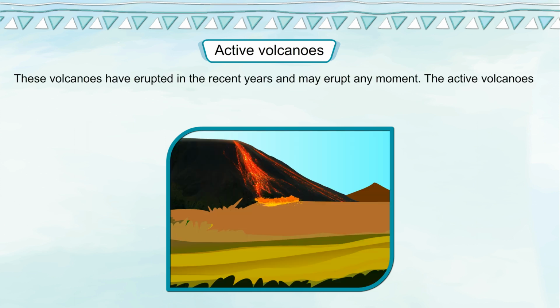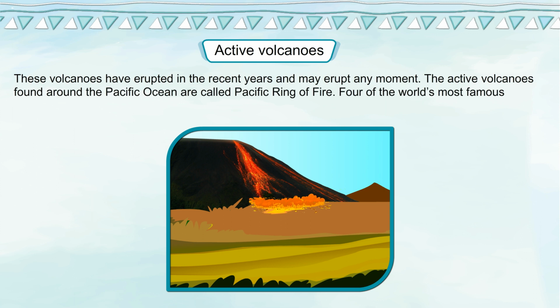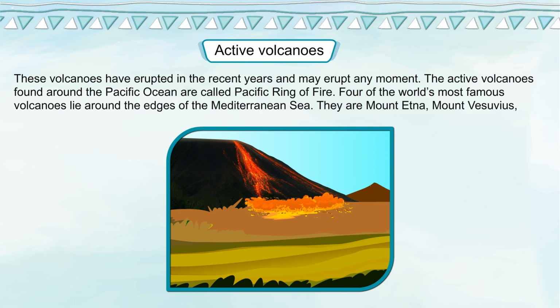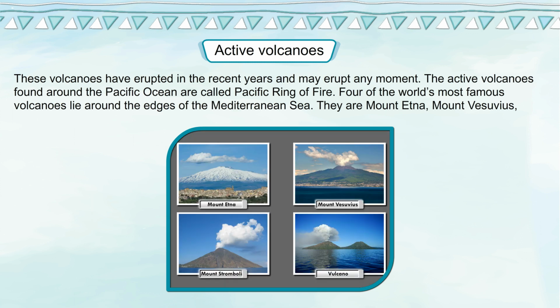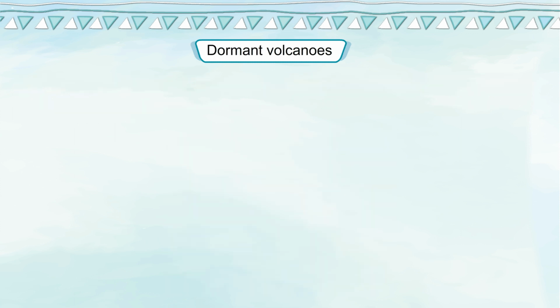Active volcanoes. These volcanoes have erupted in the recent past years and may erupt any moment. The active volcanoes found around the Pacific Ocean are called the Pacific Ring of Fire. Four of the world's most famous volcanoes lie around the edges of the Mediterranean Sea. They are Mount Etna, Mount Vesuvius, Mount Stromboli, and Vulcano.